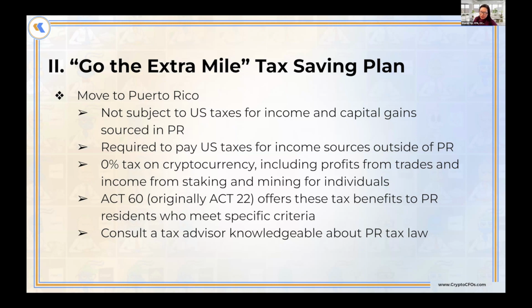Because Puerto Rico does have a favorable tax system. For example, they offer 0% tax on crypto earnings, including capital gains from trades and income from staking and mining, etc., for individuals. But if you bought the asset in the US, not in Puerto Rico, and then you sell it in Puerto Rico, at least part of that gain is subject to US tax.